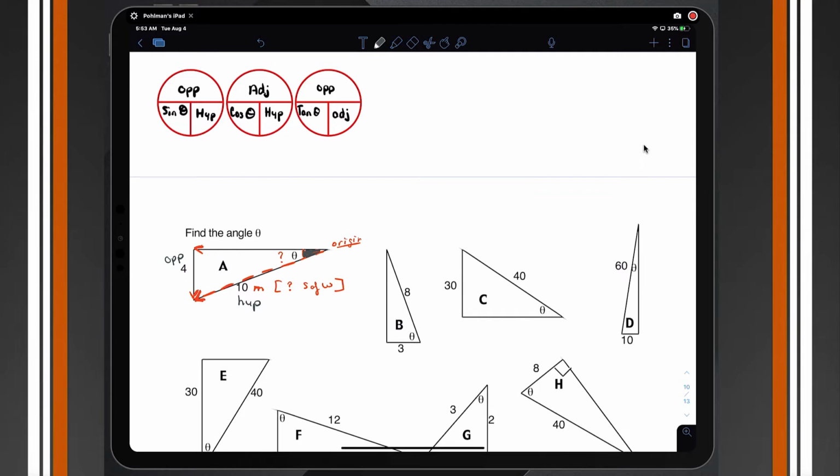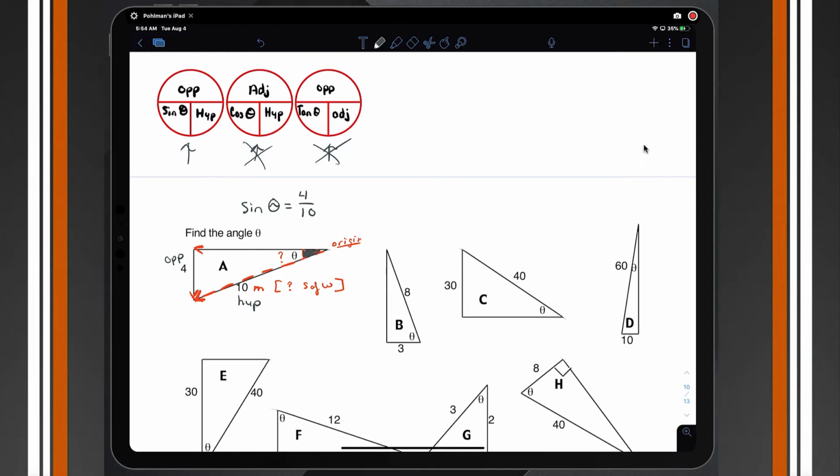So my trigonometric functions up top: tangent, nope. Cosine has adjacent and hypotenuse, no. Sine has opposite and hypotenuse, so that's the one I'm going to use. So we would have sine theta, and we're just going to put theta because we don't know what it is, equals opposite, that was 4, over hypotenuse, which is 10.